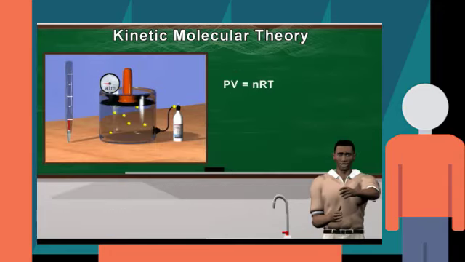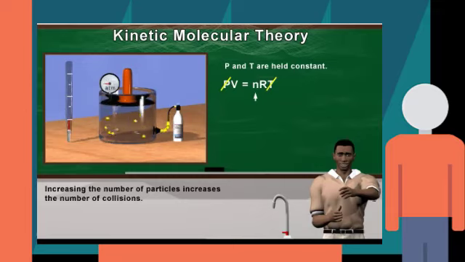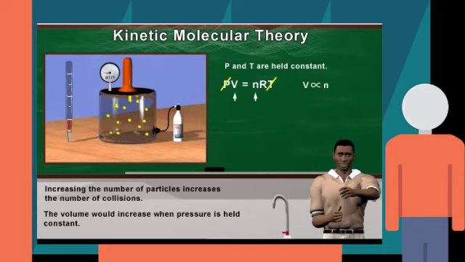Now take a look at what happens when the number of particles is increased while pressure and temperature are held constant. Increasing the number of particles increases the number of collisions, which would increase the pressure, but the pressure in this experiment is held constant. Therefore, in order to keep the pressure constant, the volume must increase. The volume is therefore proportional to the number of particles. This should be familiar to you as Avogadro's law.